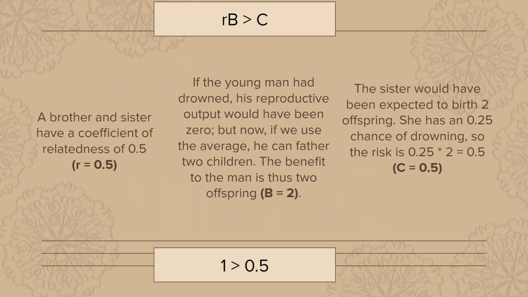So the sister would also have been expected to birth 2 offspring, to mother 2 offspring, and we're told that she has a 0.25 chance of drowning. So the risk is 0.25 times 2, which works out to be 0.5. So we know the cost is 0.5. In other words, on average, hypothetically, she's going to lose 0.5 of her offspring every time she attempts this act. And so we end up with the inequality 1 is greater than 0.5.